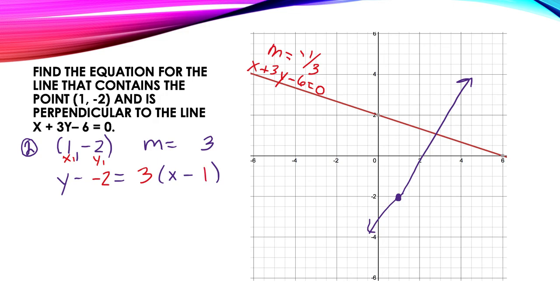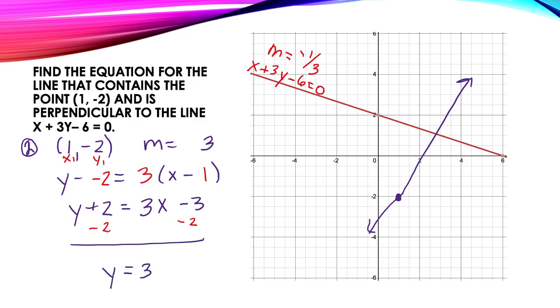So y minus negative 2 is going to become y plus 2. I'm going to distribute on the right, so 3 times x is 3x. 3 times negative 1 is negative 3. And the last step, solving for y, I'm going to subtract 2 from both sides. And so our final answer for this problem will be y is equal to 3x minus 5. And that will be the equation of the line that is perpendicular to the line that they gave me.